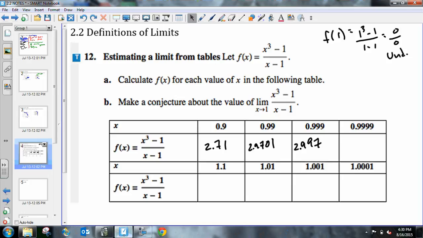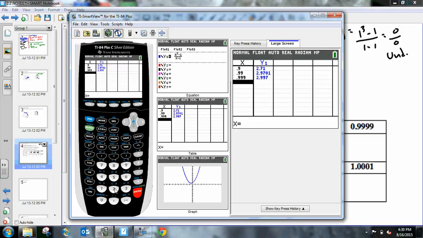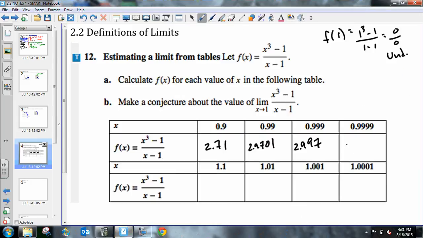Now let's go back to our calculator. Let's do 0.9999 and hit enter. That gives 2.9997, even closer to 3. Okay, getting really close to 3. Now let's do the other ones.